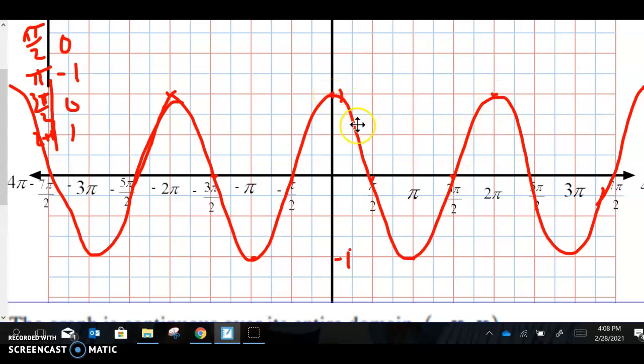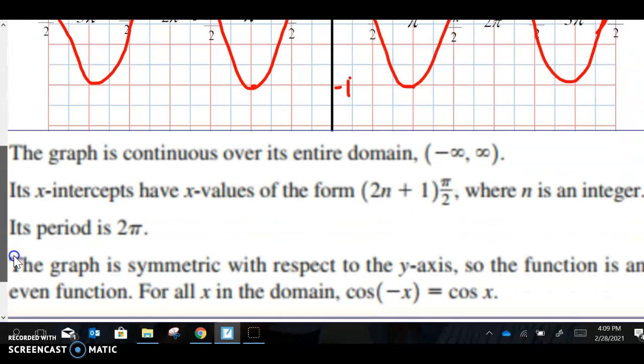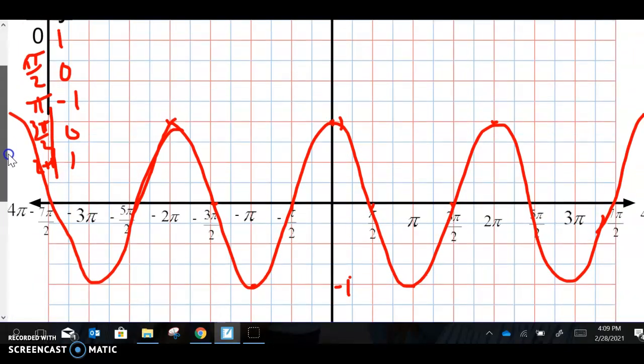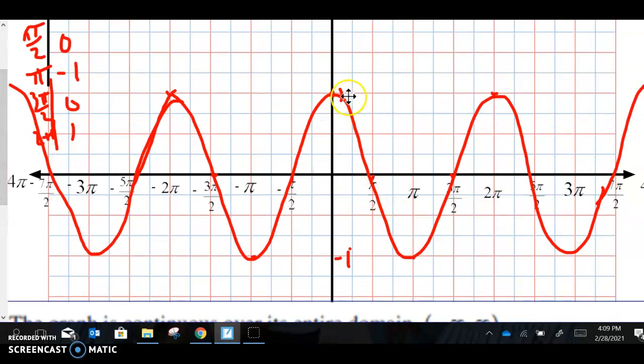Okay, you're starting at 1, 0, negative 1, 0, 1. Cosine a lot of times looks almost like a U, just because it starts at 1, if you just look at one cycle of it. And now, unlike sine, cosine is an even function. It's symmetric to the y-axis. Notice if I would fold this right on the y-axis, it would be exactly the same on either side.